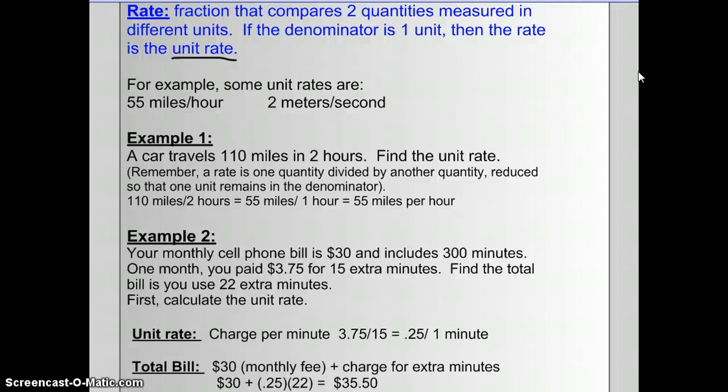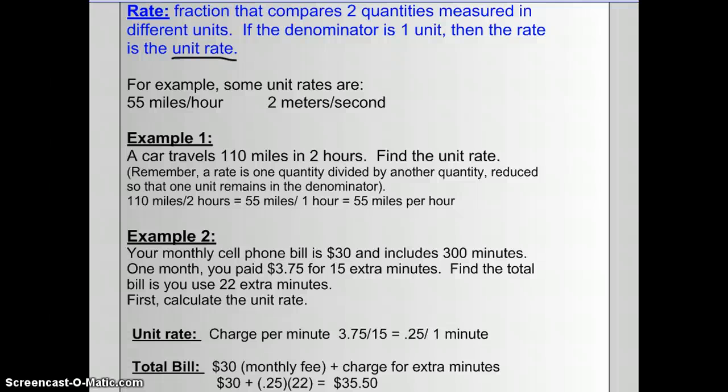In example 1, you have a car traveling 110 miles in 2 hours. Here you have to find the unit rate. Remember, a rate is one quantity divided by another quantity. And you have to reduce it so that there's only 1 unit left in the denominator. So if a car is traveling 110 miles in 2 hours, that's 110 miles per 2 hours. That's 110 divided by 2, or 55 divided by 1. I reduced that fraction, so make sure you can do that.